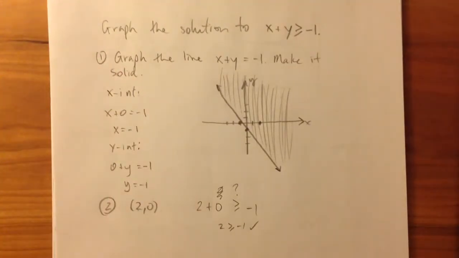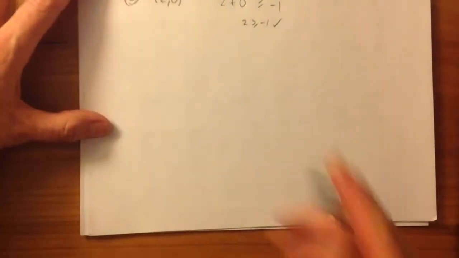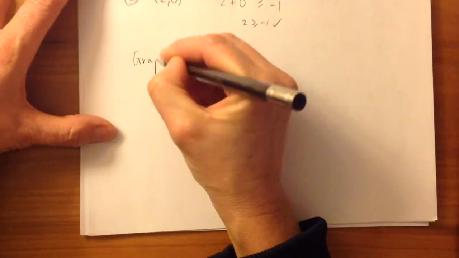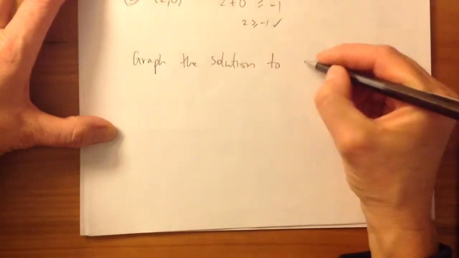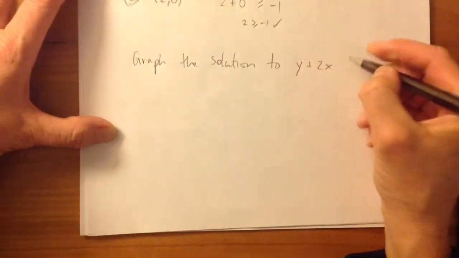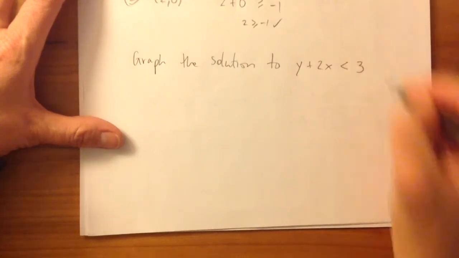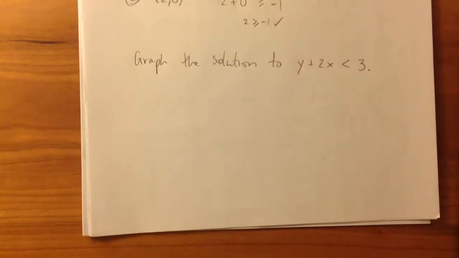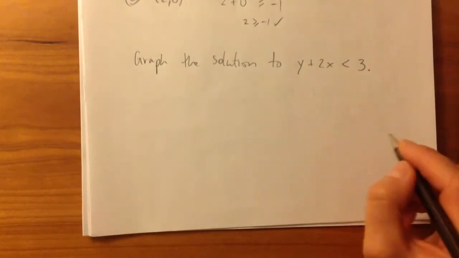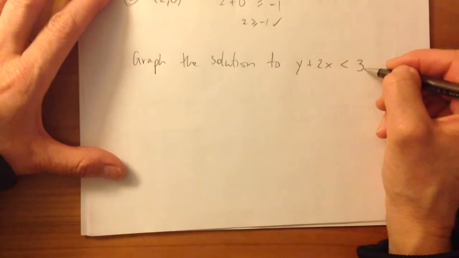Okay, let's do one more. And I would like you to pause while you work on it. So y plus 2x is less than 3. So press pause while you work on this. All right, so y plus 2x is less than 3, so we're going to graph y plus 2x equals 3 and make it dotted.